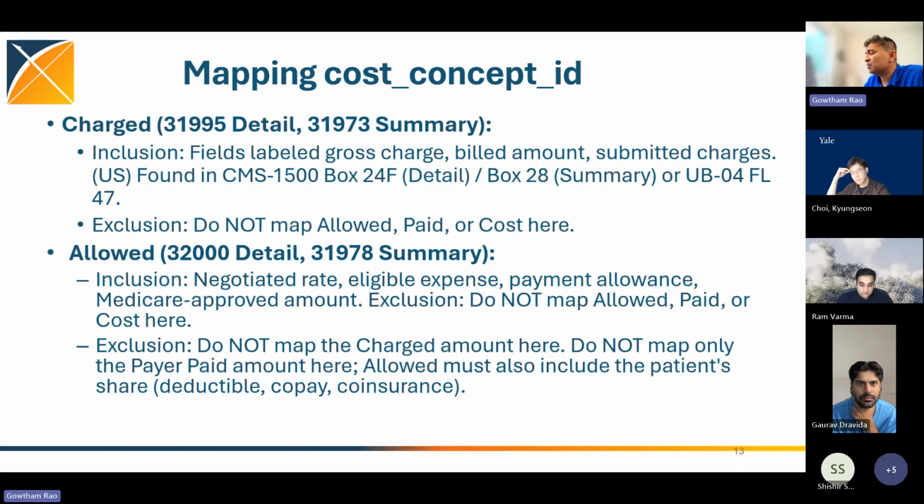But what is an allowed amount? It's called the negotiated rate, or it is the eligible expense, or it is the payment allowance, or it is the Medicare approved amount. So we'll have a document that talks about terminologies to look for to consider a cost item an allowed amount.